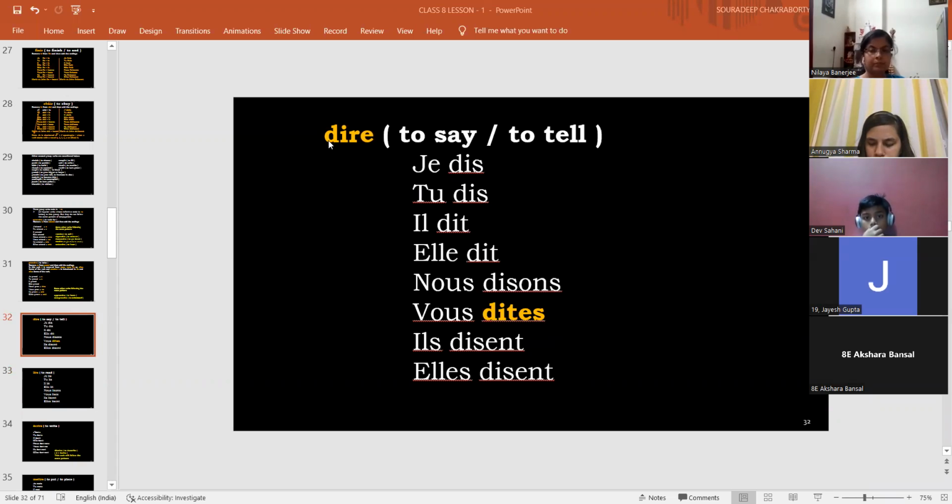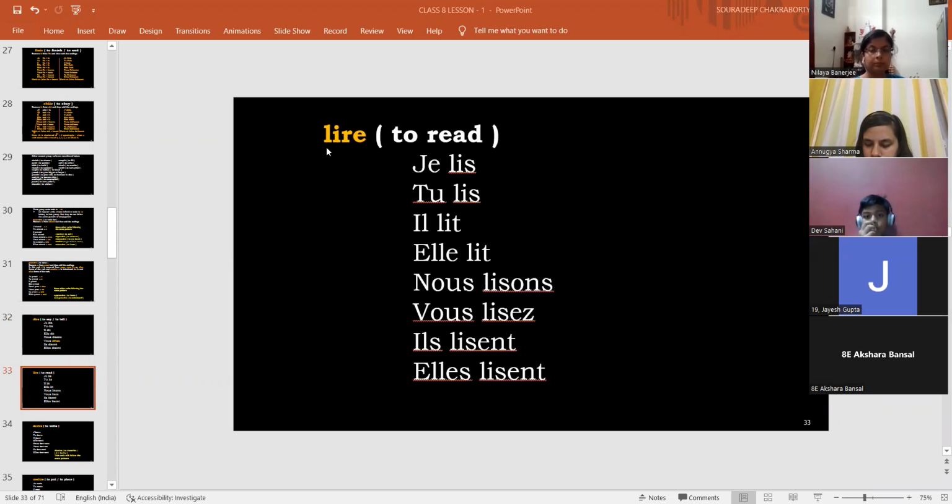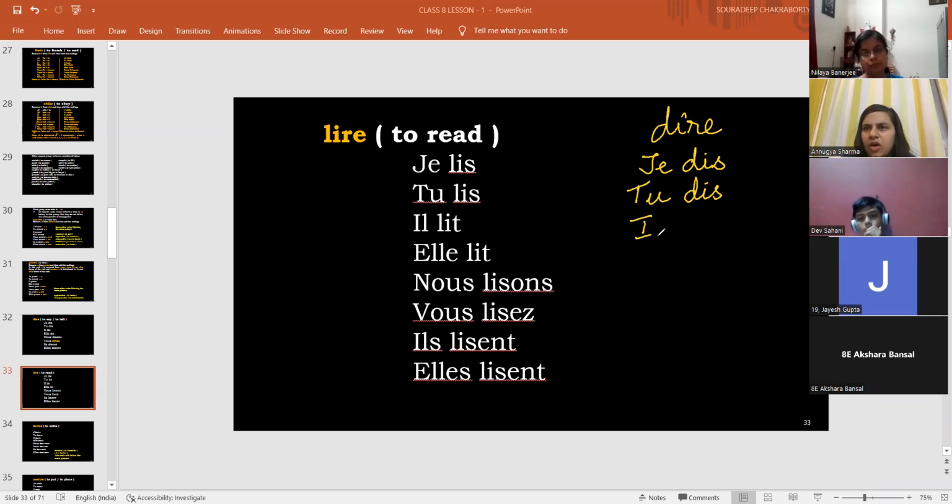Here it starts with D, this verb, and here the verb starts with L. Just note, see, I'm going to write beside that so that you can understand. You can see the verb dire. If I write here, dire, see, je lis, here writing L-I-S, and here in place of L we are adding D. D-I-S, je dis. Here we are adding tu lis, the same thing, tu dis, replacing L with D. Okay. Next here, il lit, il dit.